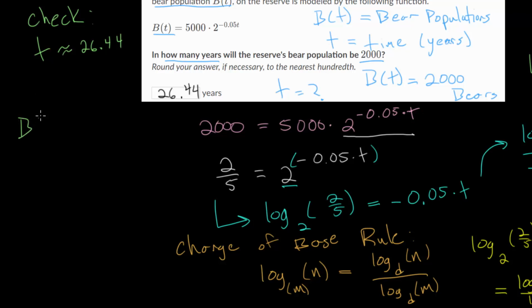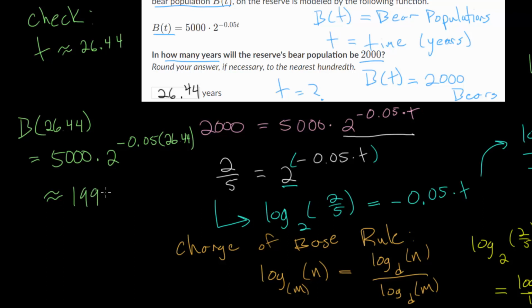So if we plug into our function b this 26.44, that will now be equal to 5,000 multiplied by 2 to the minus 0.05 multiplied by 26.44. And if we plug this into our calculator, we will get 1,999.90 bears. So, of course, this is very close to 2,000, so we can feel confident that this is roughly the exact amount of time it'll take for the population to reach exactly 2,000.